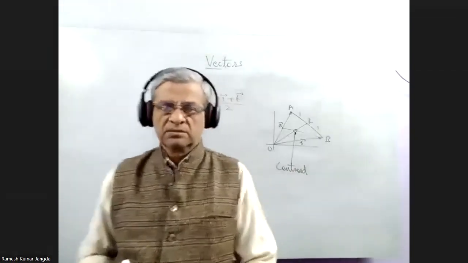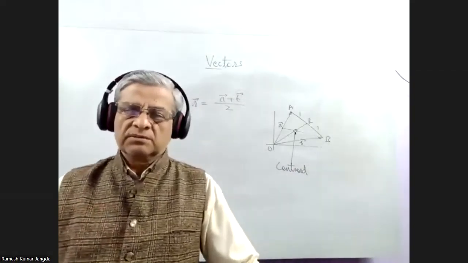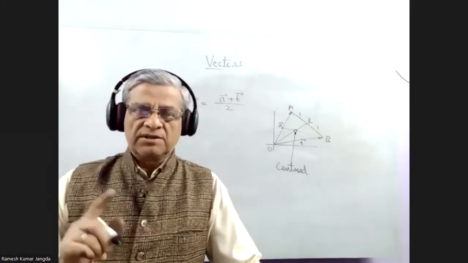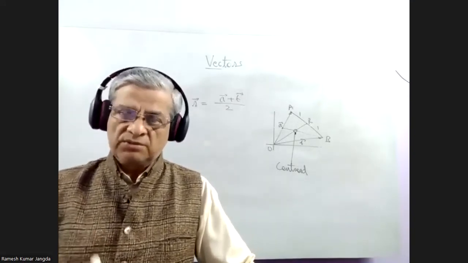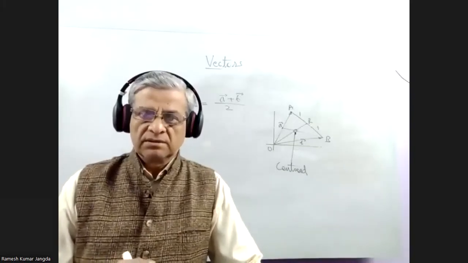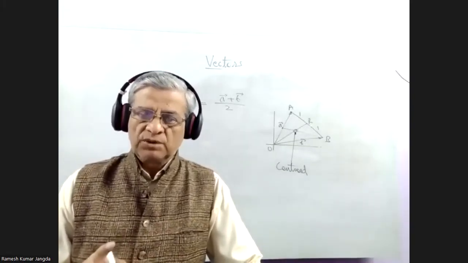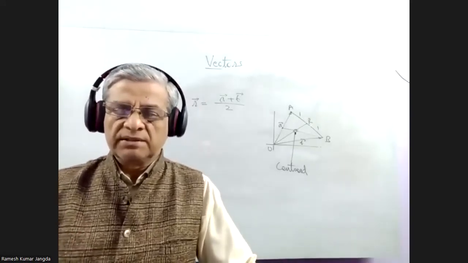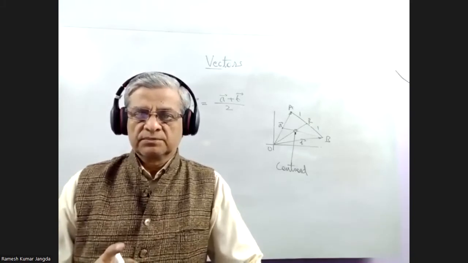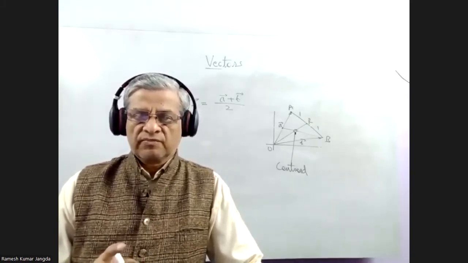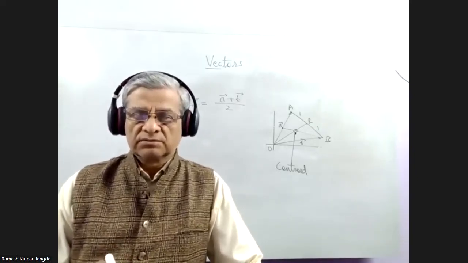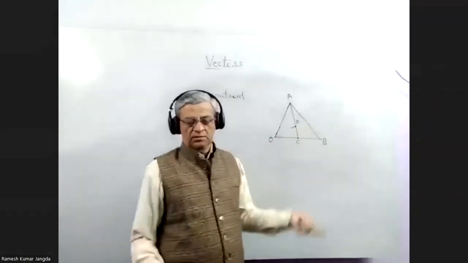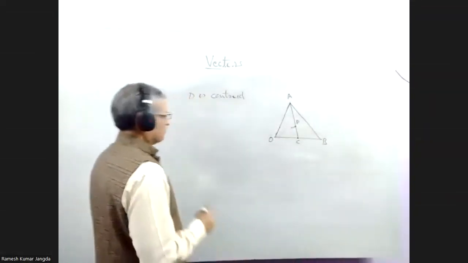ठीक है। और सेंट्रॉइड की खास प्रॉपर्टी होती है कि तीनों मीडियन सेंट्रॉइड से ही पास होते हैं। All the three medians pass through the same point called centroid. दूसरी प्रॉपर्टी लिखो, centroid divides median in the ratio 2:1. D is centroid.